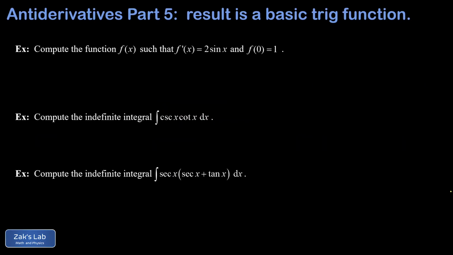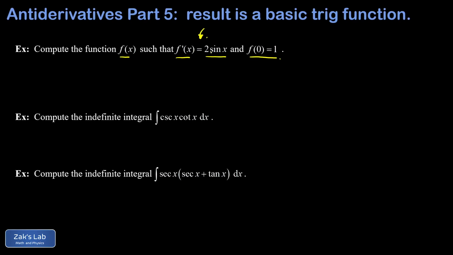And we'll wrap things up with a few quick examples. So in the first one, we're asked to compute the function little f of x such that f prime of x is equal to 2 sine x. In other words, we want the antiderivative of 2 sine x, and we have an initial condition on this. We want f of 0 to equal 1. So this is not just about guessing the antiderivative to 2 sine x. We're actually solving a small differential equation here.